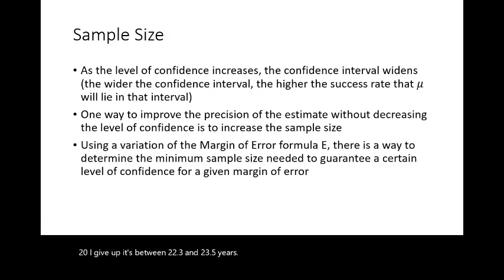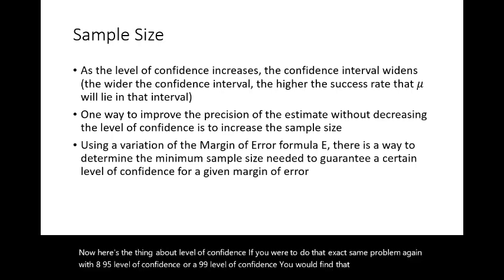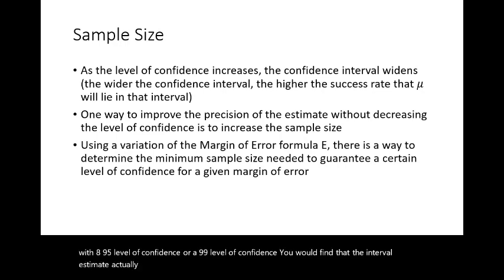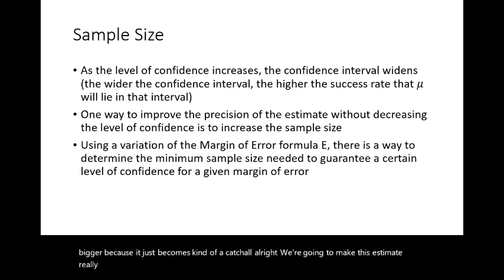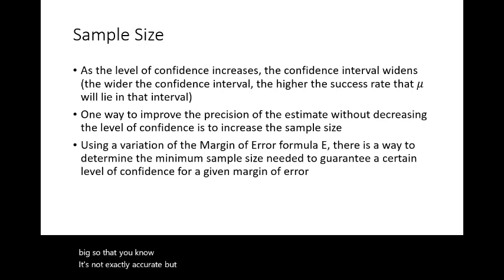Now, here's the thing about level of confidence. If you were to do that exact same problem again with a 95% level of confidence or a 99% level of confidence, you would find that the interval estimate actually gets wider. So as the level of confidence goes up, the interval estimate gets bigger because it just becomes kind of a catch-all. We're going to make this estimate really big so that, it's not exactly accurate, but the population parameter is probably in there somewhere.